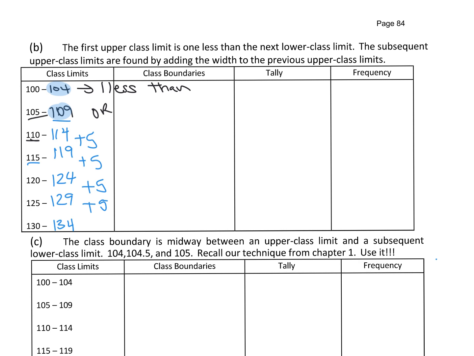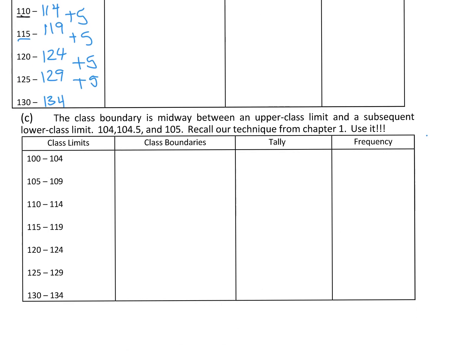Not too bad. So now we're going to talk about how to do the class boundaries. To do the class boundaries, we are going to take our upper class limit and then the subsequent next class limit, which would be the lower, and find the average of that. That would be 104 plus 105 divided by 2, which would give me 104.5.